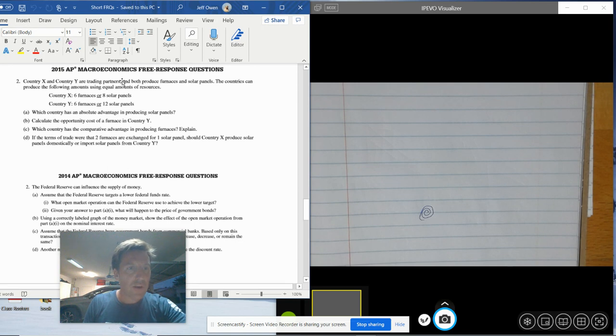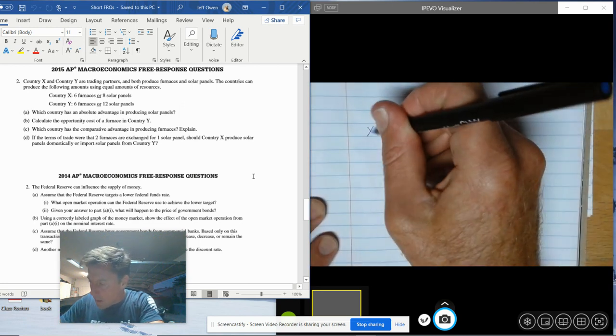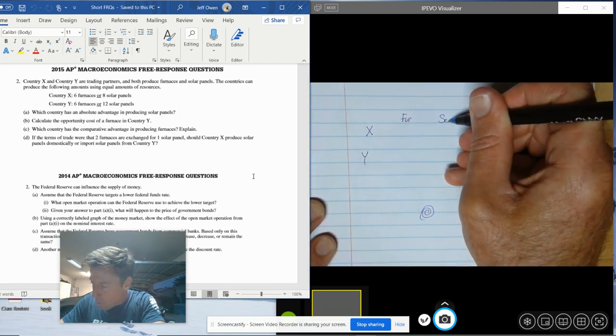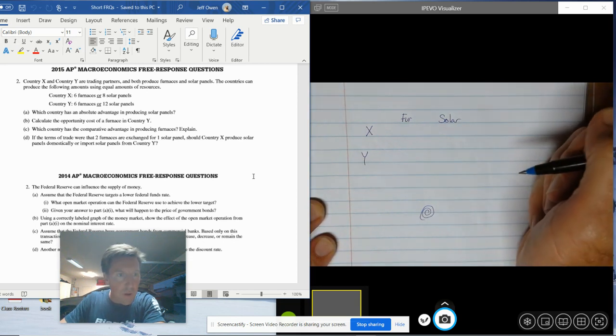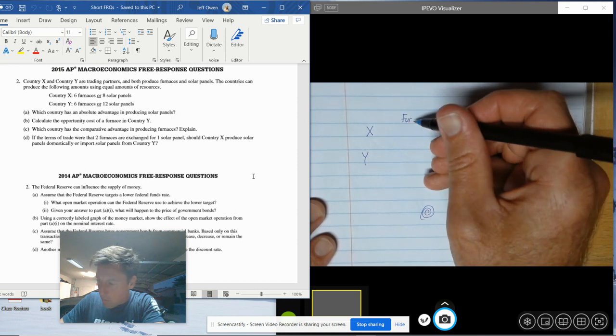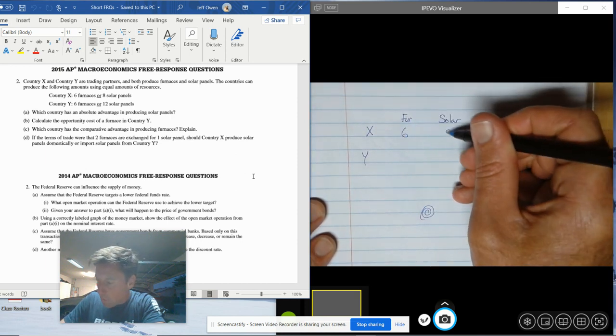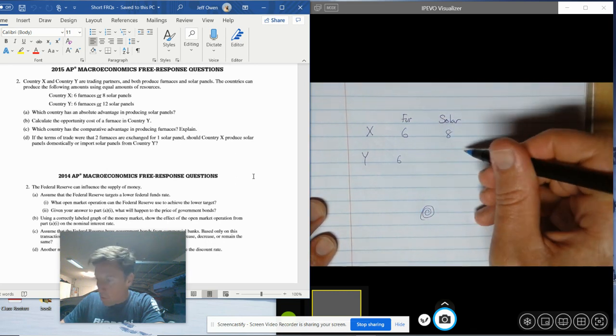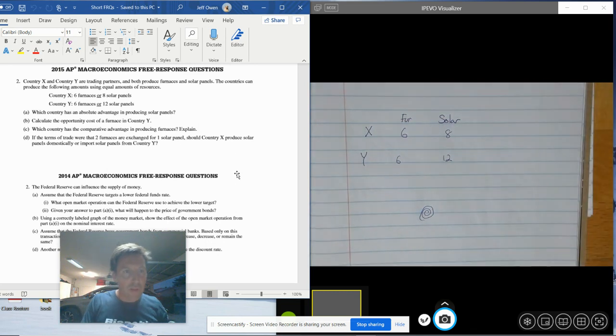Country X and Country Y are trading partners, and both produce furnaces and solar panels. All right. X, Y, furnace, solar. All right. Country X can produce 6 or 8, and Country Y can do 6 or 12. That's very considerate. They put an or with an underline in there. Which country has an absolute advantage in producing solar panels?